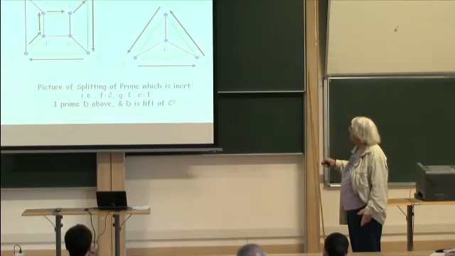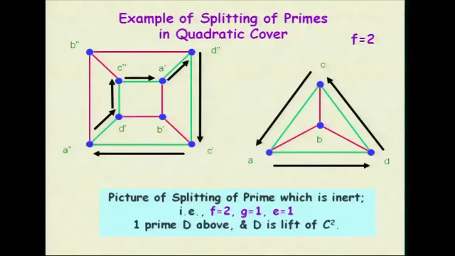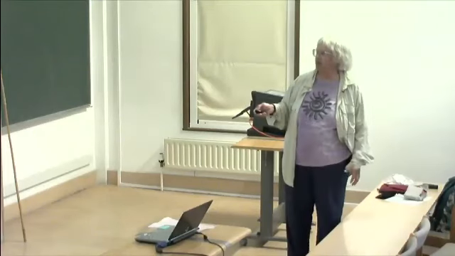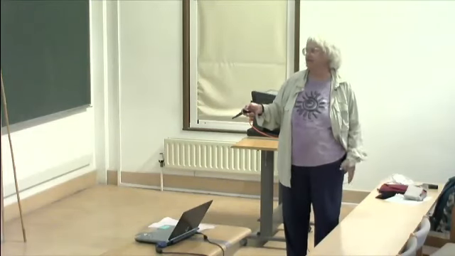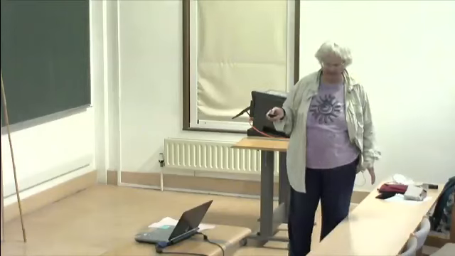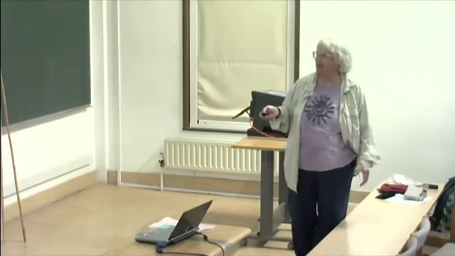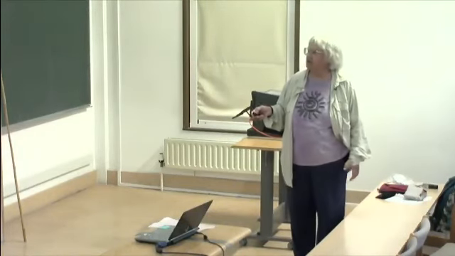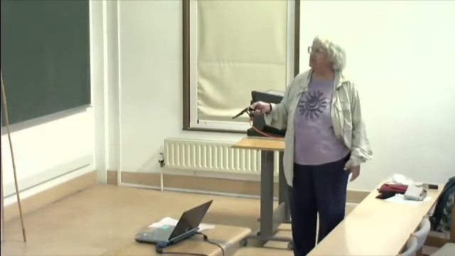So this is a picture of a prime which is called inert. That is, f is 2, g is 1, e is 1. It's too bad I don't have time to do a number 3 example, but anyway. That's the situation. It turns out these f's and g's behave exactly as they do in number 3. So I have 1 prime above, and it's a lift of c squared. So that tells me f is 2.